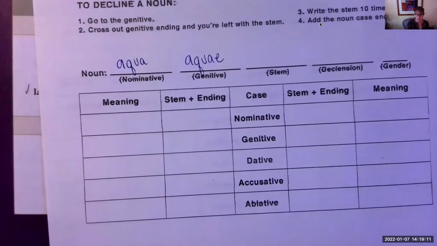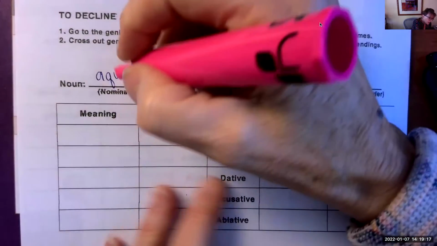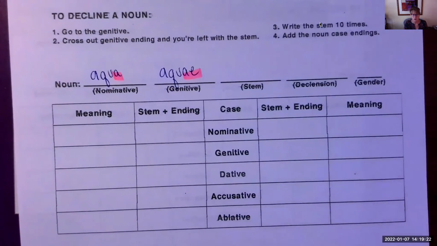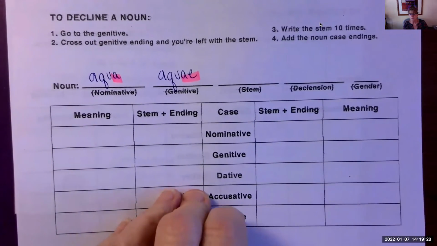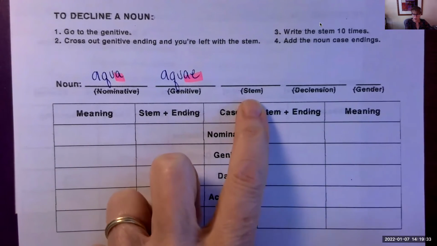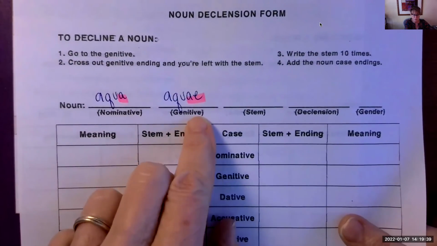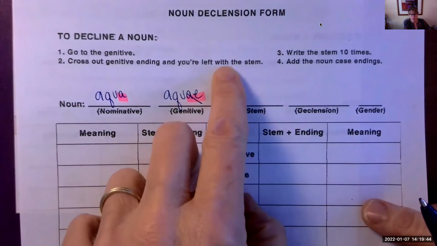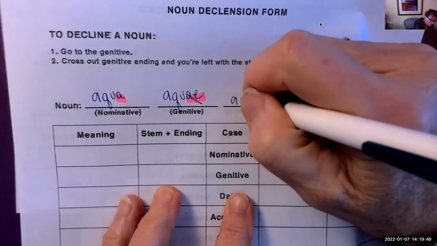Okay. In this case, since most of these words are feminine in gender, I color the endings pink. I say most because we have 4 words that are masculine. That's an exception. Most of them are feminine. So the stem, remember Latin's all about stems and endings. So how do we find the stem? And here's the instructions up here. Go to the genitive. Cross out the genitive ending. And you're left with the stem. So that's A, Q, U. You're going to write that down right there.